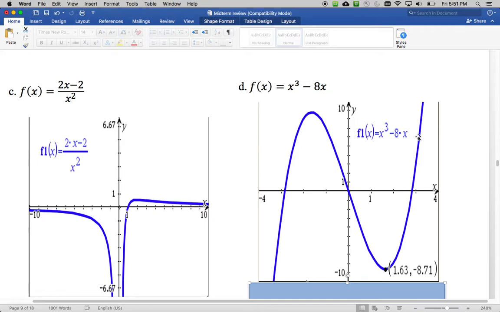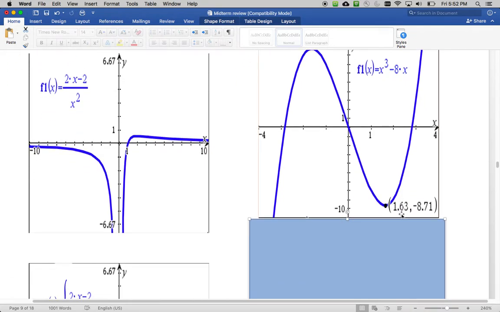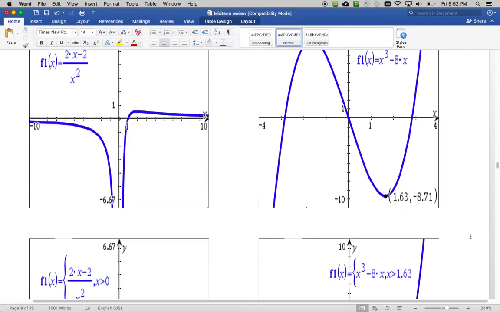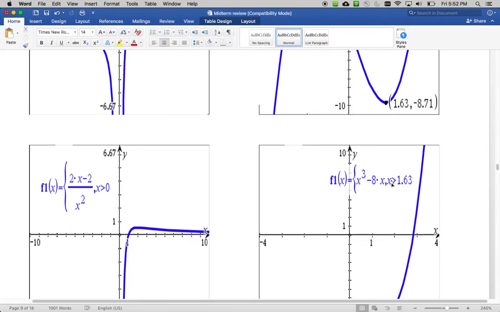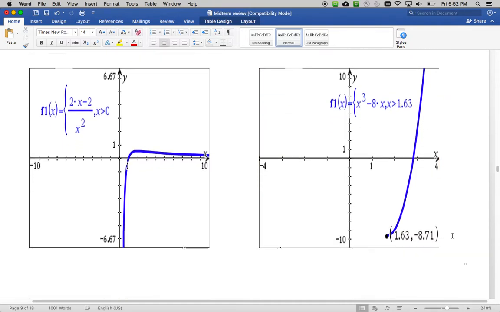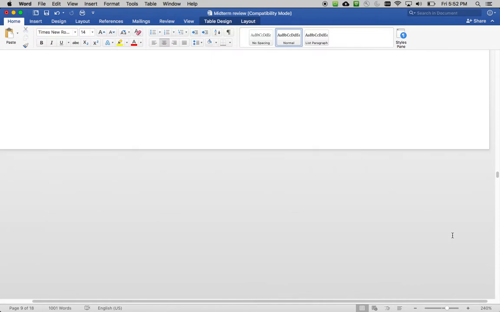So instead of limiting it just at the center of your graph, because you would still have this part here, you have to find the minimum value here, and you're going to use that x coordinate to limit your domain. So it's going to be x has to be greater than 1.63. Okay. All right, limit on our domain.